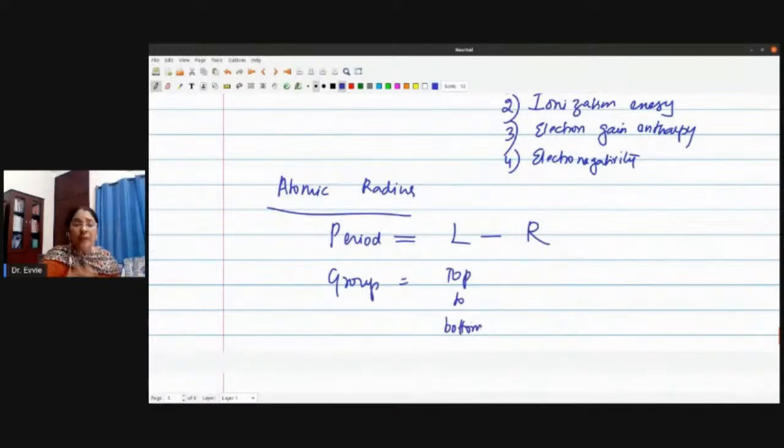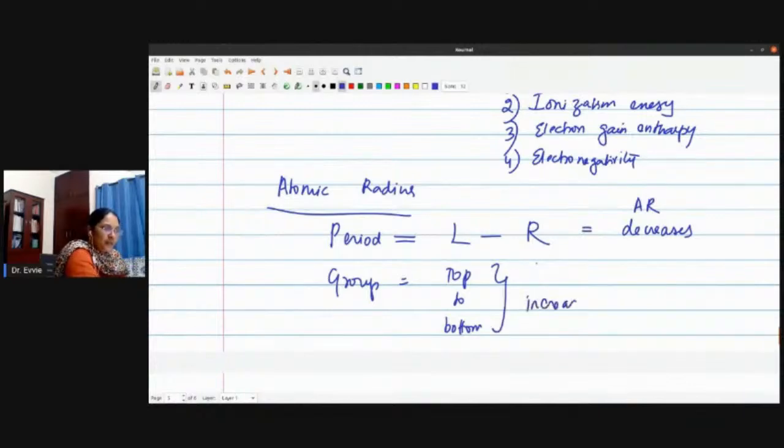Okay, what will happen to the atomic radius? You would have studied the general trend. The atomic radius, or size, decreases across a period. So let me write AR, atomic radius decreases. And what is this trend from top to bottom? It increases. So write down, top to bottom, it increases.